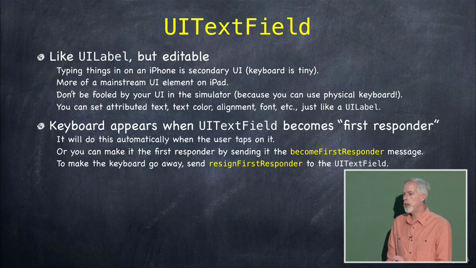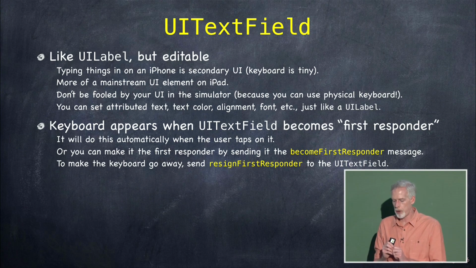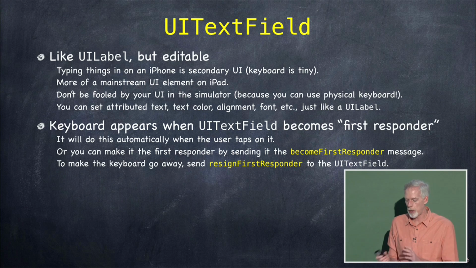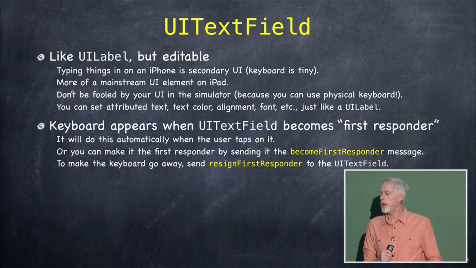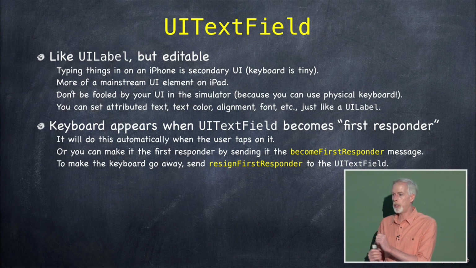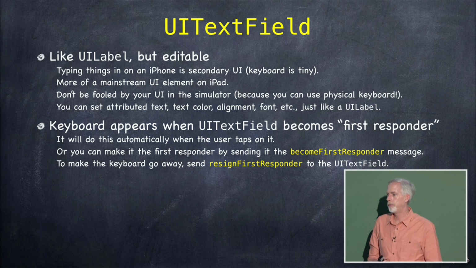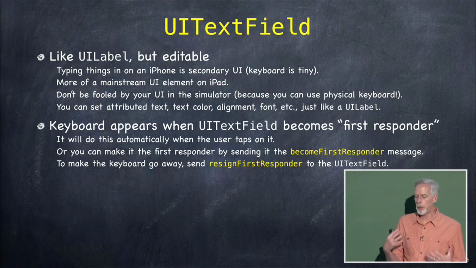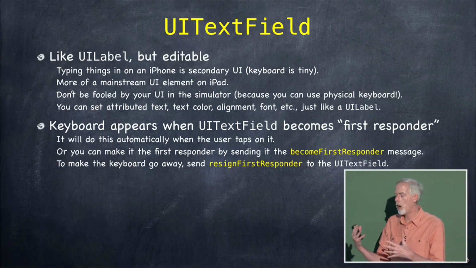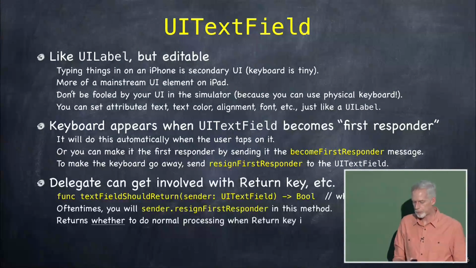Now, the keyboard appears whenever a text field becomes the first responder. And you can make a text field the first responder by sending it the message becomeFirstResponder. And then it will become the first responder. You can make it stop being the first responder, in which case the keyboard will go away, by saying resignFirstResponder. Okay? So the keyboard appears and disappears purely if there's something on the screen that wants to be the first responder. Okay, simple as that.